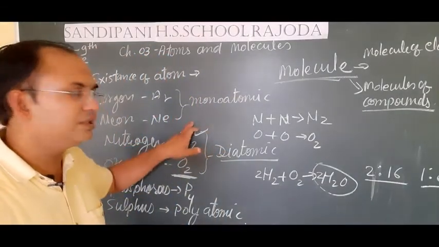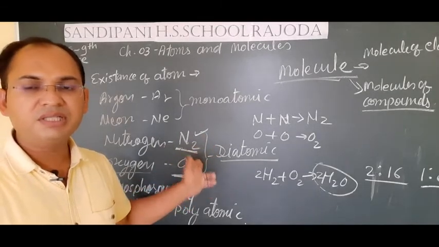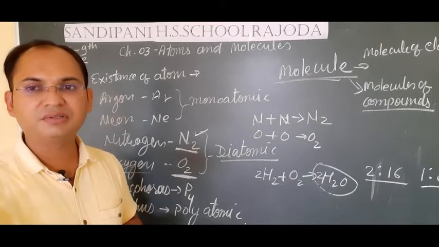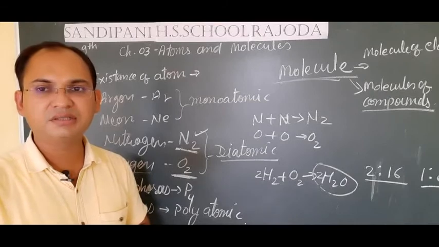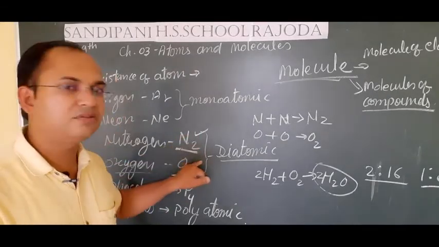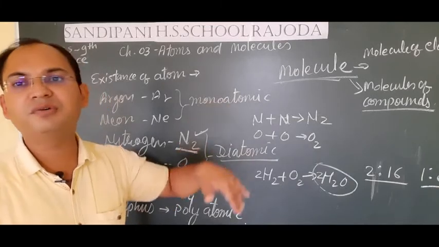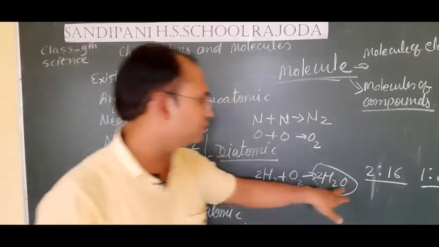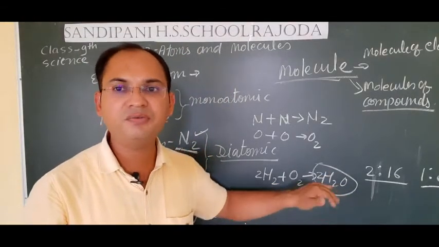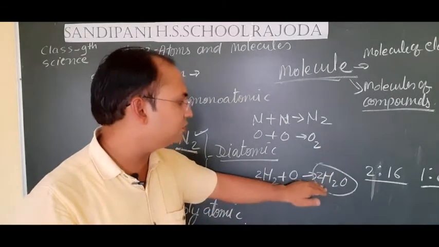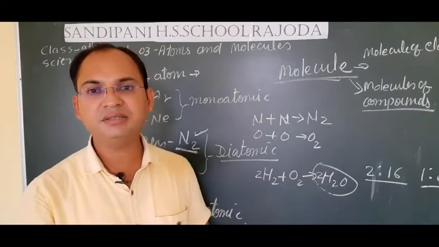Nitrogen exists in nature in the form of N2, oxygen exists in the form of O2, but a single atom of nitrogen and a single atom of oxygen is not possible to obtain in nature. It can be obtained in the form of a molecule of the element, or in the form of a molecule of another compound, just like oxygen is present in water. Here also oxygen is present, but it is in the form of a water molecule. So this is known as the molecule of a compound which can freely exist in nature.